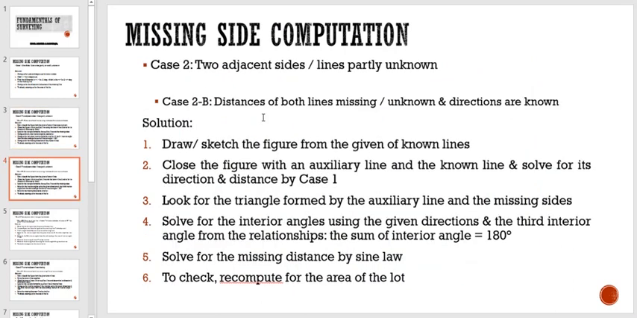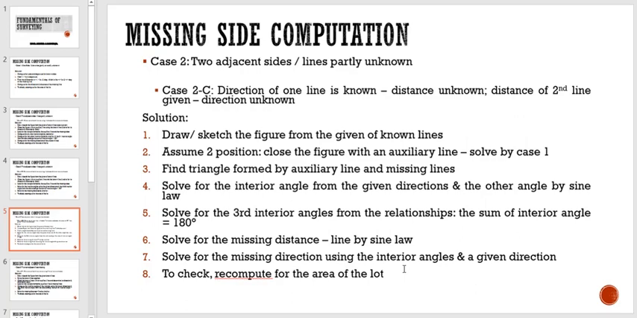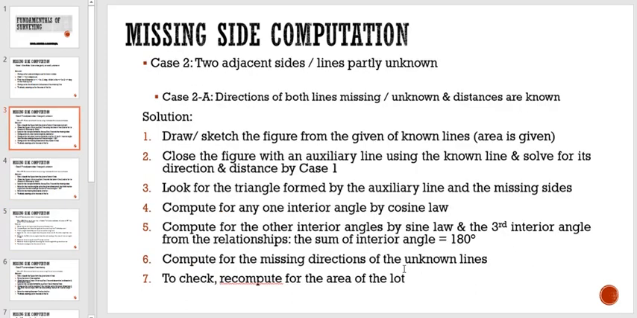Then for case 2B, distances of both points missing. Almost the same lang ang solution sa case 2A. You need to draw or sketch the figure from the given of known lines. Then close the figure with an auxiliary line and the known line and solve for its direction and distance by case 1. Then look for the triangle formed by the auxiliary line and missing sides. Then again, solve for the interior angles using the given directions and the third interior angle from the relationship. Then solve for the missing distance by sine law. So, halos same lang sa case 2A, no?